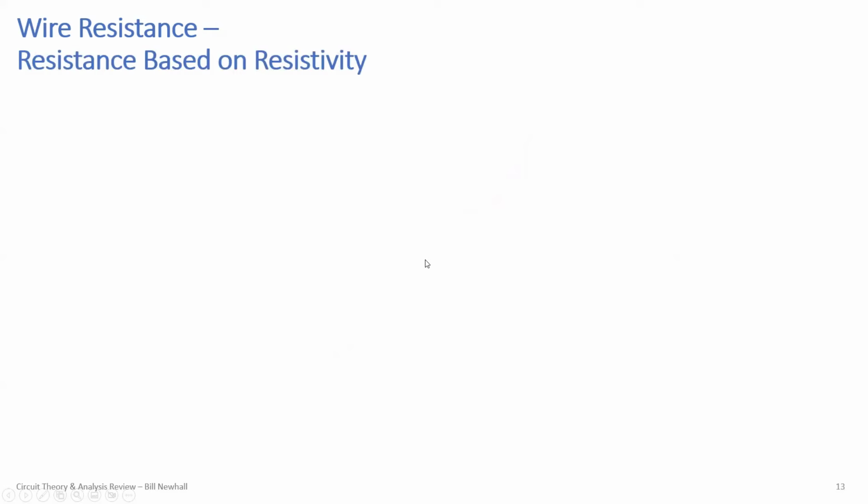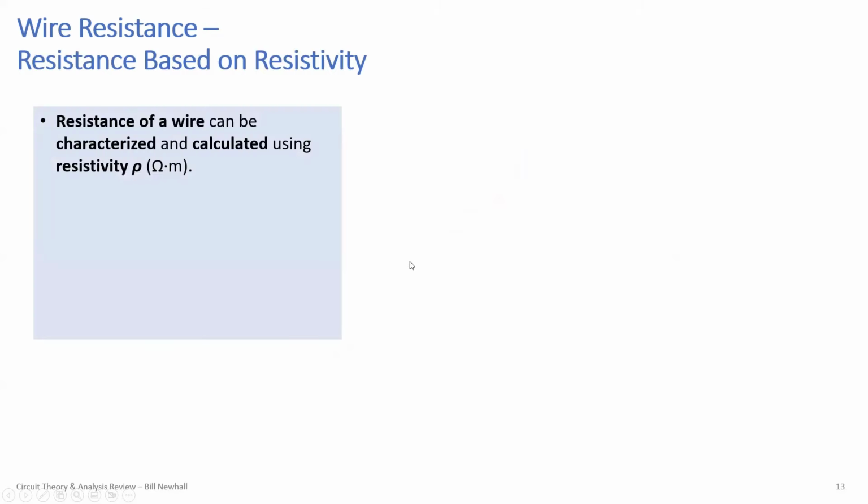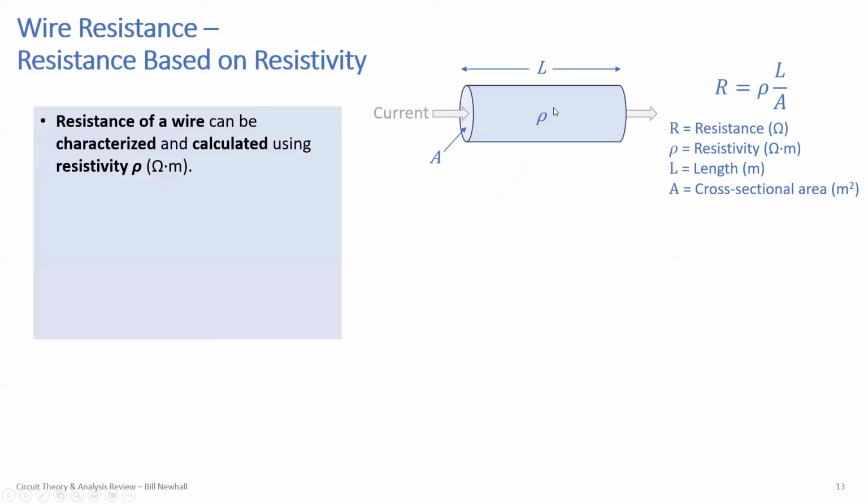Okay, so this voltage drop comes from the resistivity of the material used for the wire. The resistance of a wire can be calculated and characterized using a resistivity value called rho, in units of ohm meters. If you have a wire of length L made of a metal with resistivity rho, here's the resistance R in ohms, resistivity rho in ohm meters, length in meters, cross-sectional area in meters squared. The resistance of that wire is rho L over A.